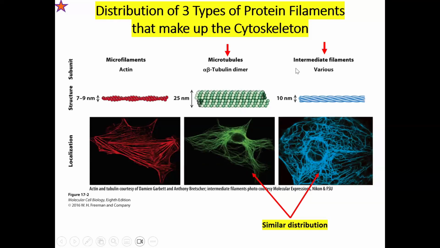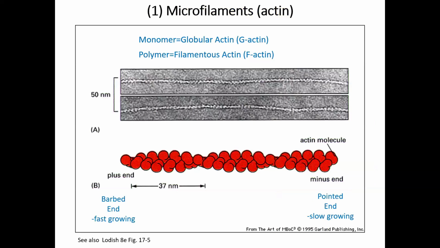For which of the following has a similar distribution, and we give you the names. So choose that microtubules and intermediate filaments have a similar distribution, which is radiating from the center of the cell towards the periphery, not observed in the microfilaments.